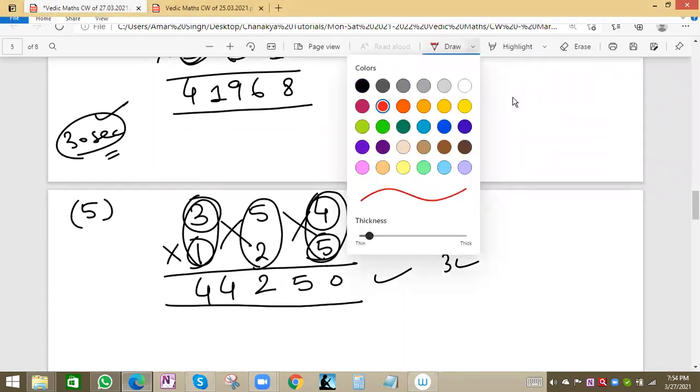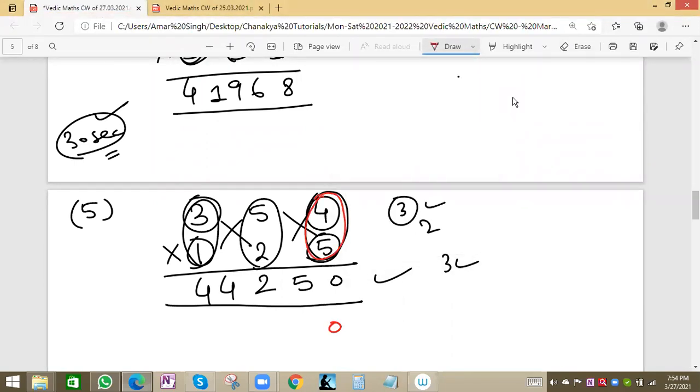See, 5 4s are 20, 0. Carry 2 was initially. Then a small crossing of these adjacent values. 5 5s are 25, and 4 2s are 8. 25 plus 8, 33. Always speak and write the value. 33 and 2, the carry will also be added. 35, 5. Carry 3. Now these 2 cancel. Now carry is 3. So we'll do now big crossing.